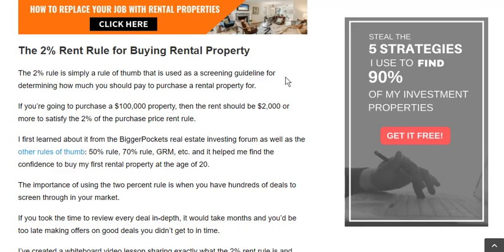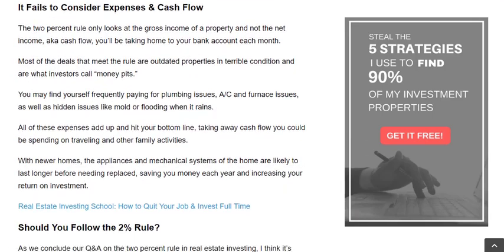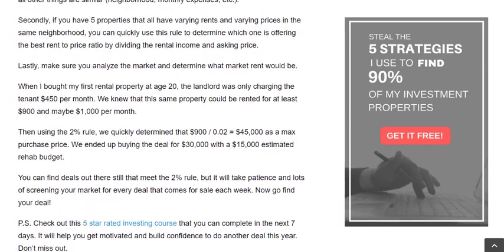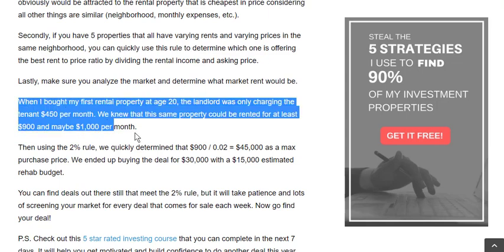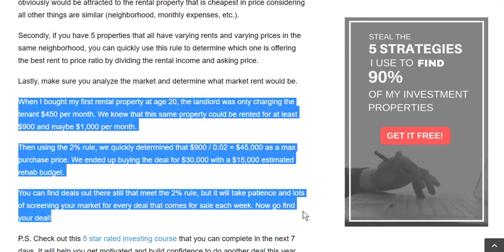So let's go ahead and put some math to it now that I kind of explained it. I give an example down here in the article you can check out. Again, this will be linked below. My very first deal, I bought when I was 20. So here we are with this highlighted text so you can follow along.